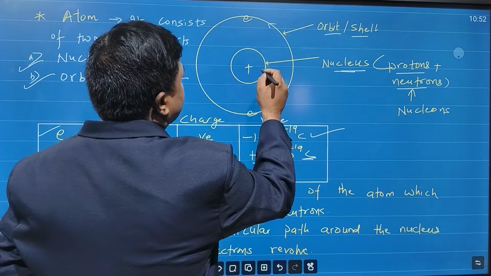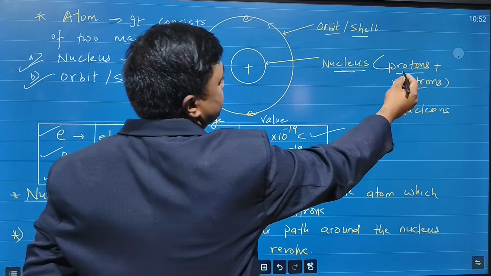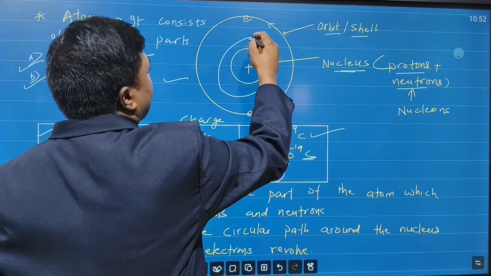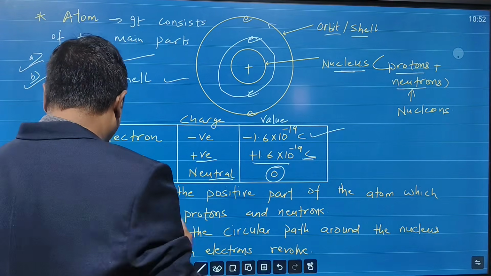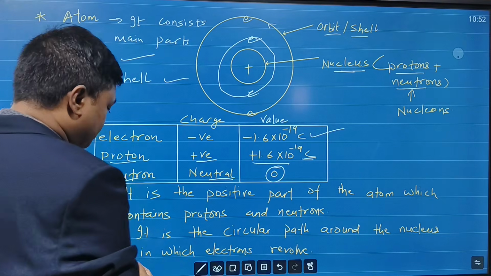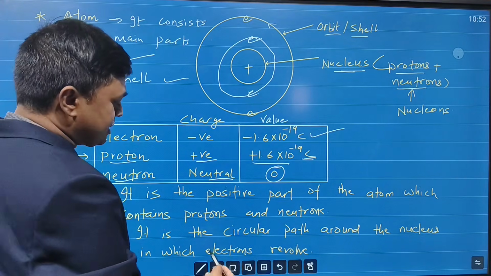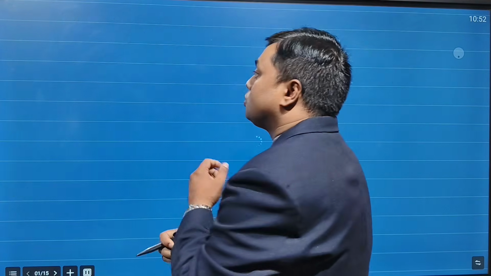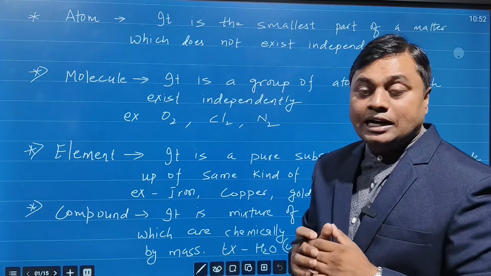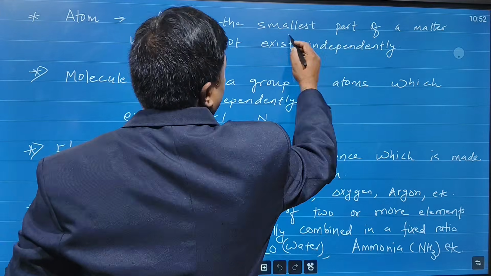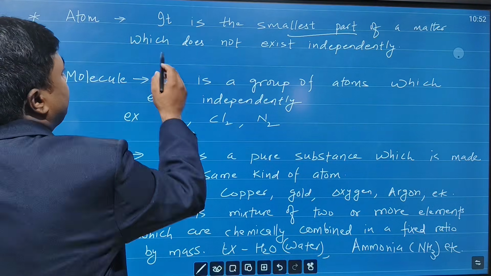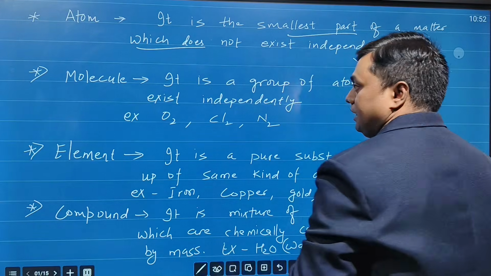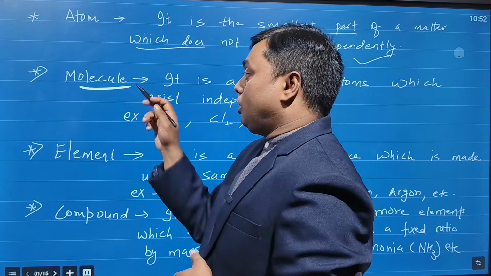So you can see this is a nucleus which contains protons and neutrons, and there is a circular path around the nucleus in which electrons revolve. That is called orbit. So what is orbit or shell? It is the circular path around the nucleus in which electrons revolve. Okay, so let's see the definition. What is atom? It is the smallest particle of the matter which does not exist independently. Yes or no?